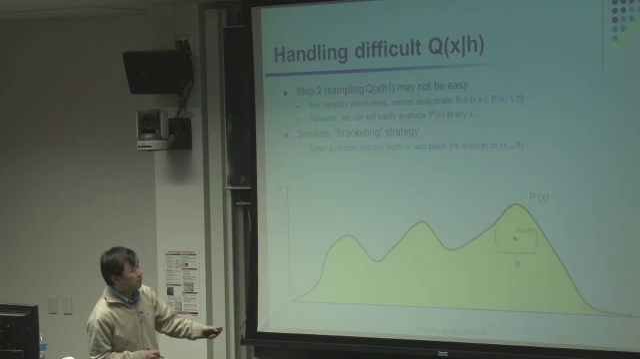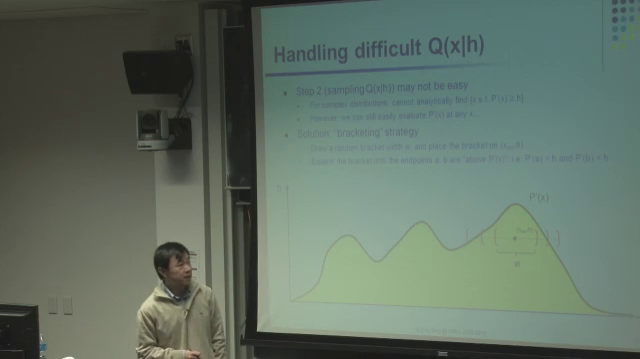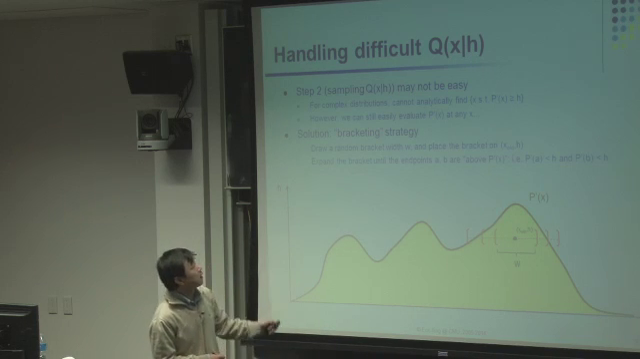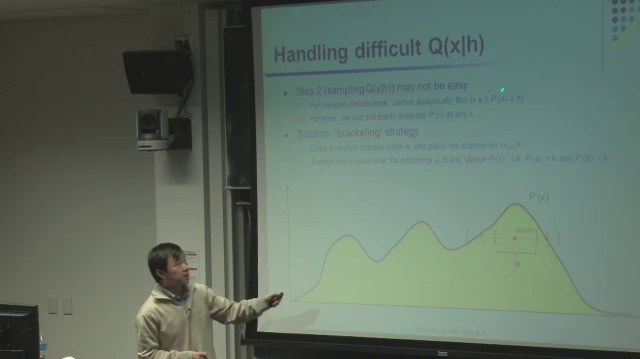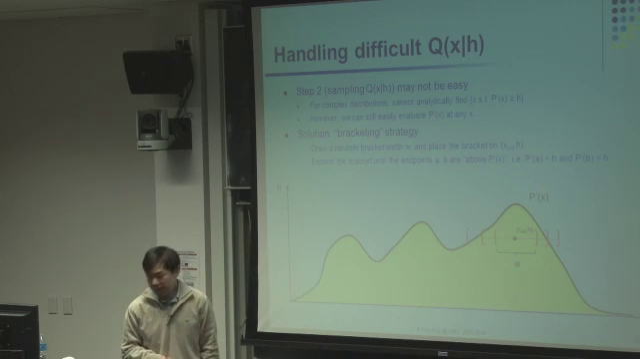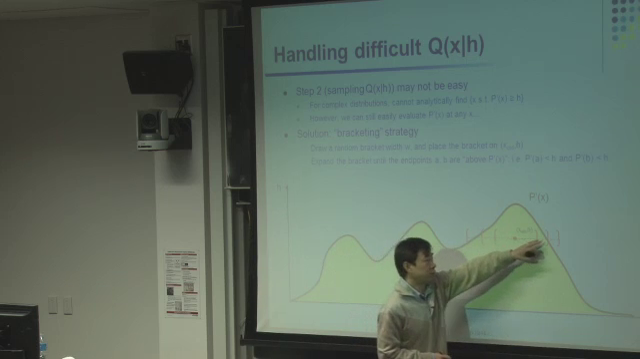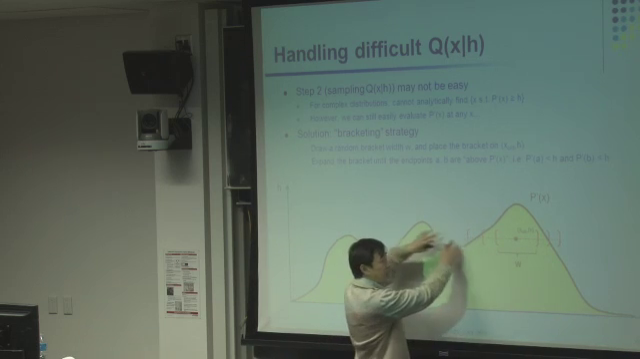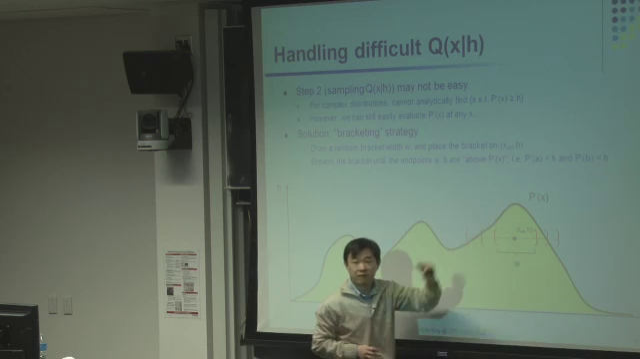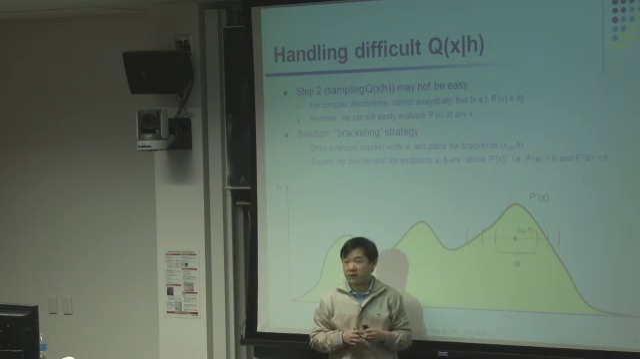For example, in some cases, it might be a little bit hard to explicitly find the region in which the p of x is greater than h. Because we say that after we get an h, we need to draw a line and define every region where the p prime of x is greater than this h, right? And what if that's hard?